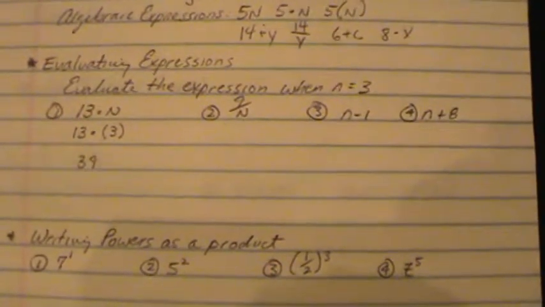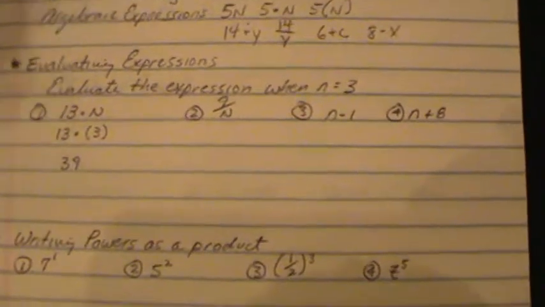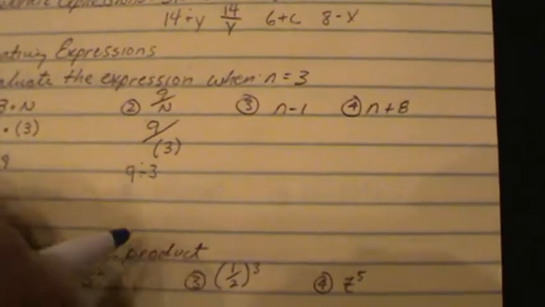Number 2, it's a division. So basically what it's asking me to do is evaluate this particular one. I'm going to say 9 divided by, we already identified n as 3, so I'm going to put a 3. Even though it looks like a fraction problem, I have 9 divided by 3, which will give me an answer of 3.